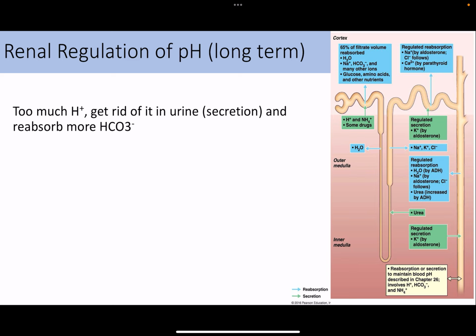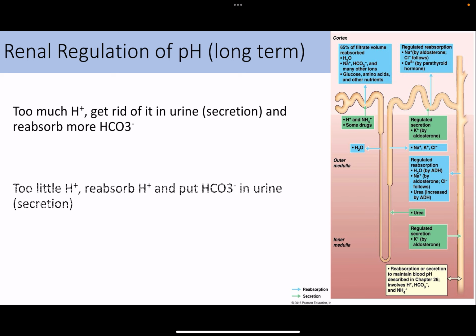So if we have too many hydrogen ions, we get rid of them in our urine through secretion and then just reabsorb more bicarbonate ions. If we have too few hydrogen ions, we're going to reabsorb the hydrogen ions from the filtrate and then put the bicarbonate in the urine. So it all just depends on where we are at that time. If our pH is too low, we're going to reabsorb more bicarbonate. If our pH is too high, we're going to reabsorb more hydrogen ions.